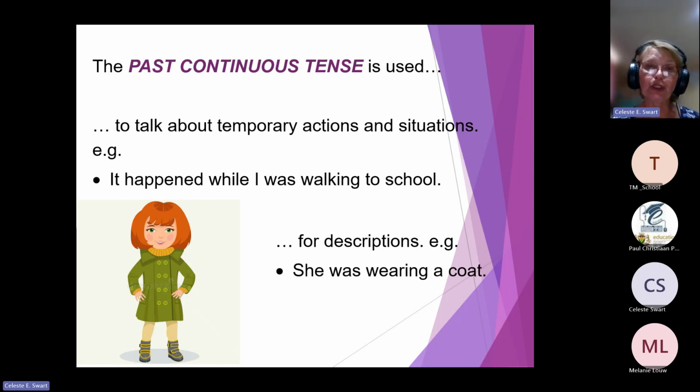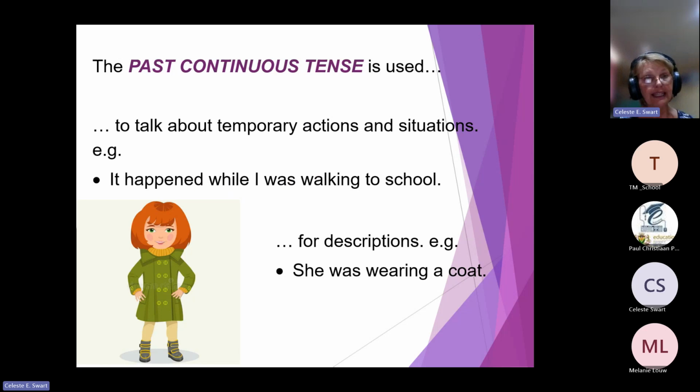It's also used to talk about temporary actions and situations. For example, it happened while I was walking to school. There we have the was and the ing. It could be for descriptions. We can see at the school, she was wearing a coat.